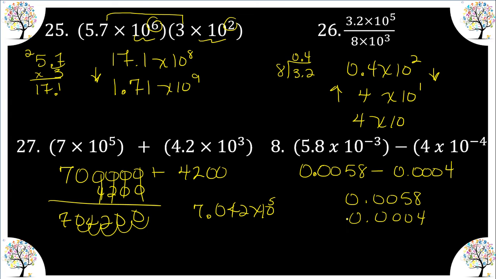And then we're going to subtract starting at the end. 8 minus 4 is 4. 5 minus 0 is 5. 0, 0, and our decimal. Convert it to scientific. So we're going to have 5.4 times 10 to the negative 1, 2, and 3.